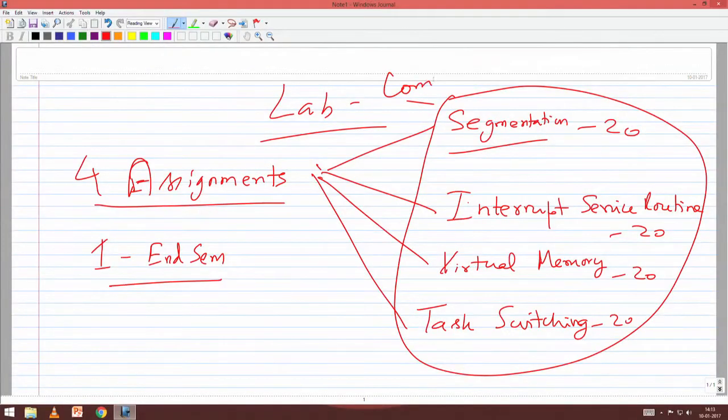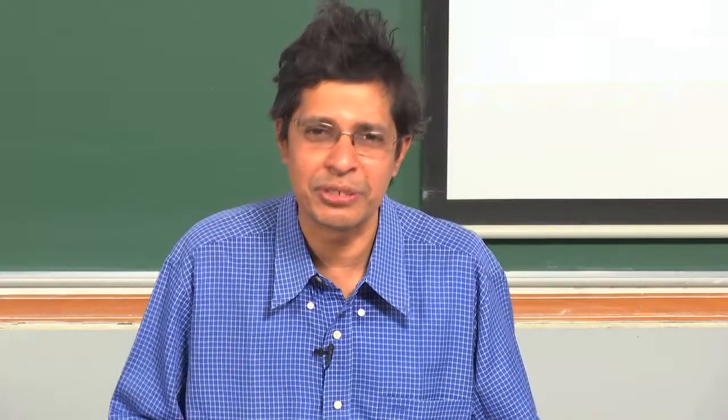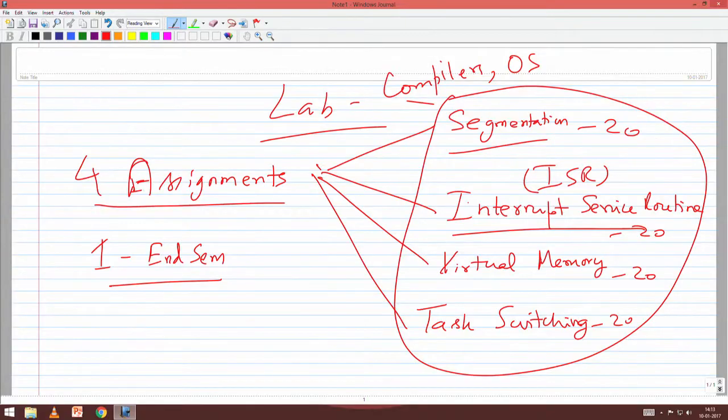So everywhere there will be, I will talk about the influence of compilers on segmentation and the influence of the operating system on segmentation, right? Similarly, the influence of compilers on ISRs and the OS on ISRs. ISR essentially stands for interrupt service routine, okay? The easiest way of showing yourself as high funda is to have a lot of these abbreviations memorized. So ISR, ASR, you can give an entire talk just with abbreviations, okay? Also virtual memory and then task switching.